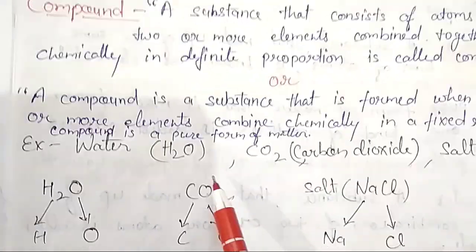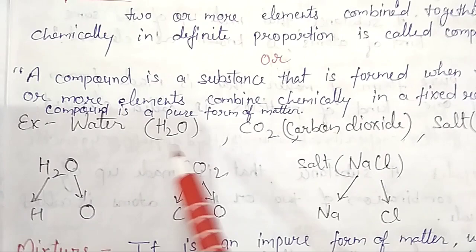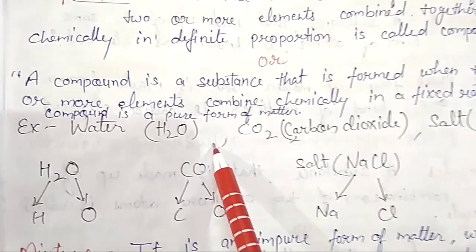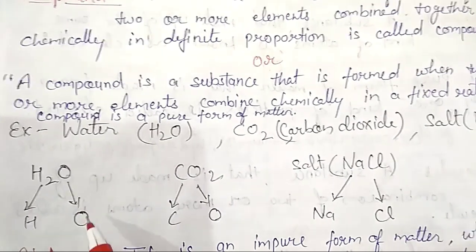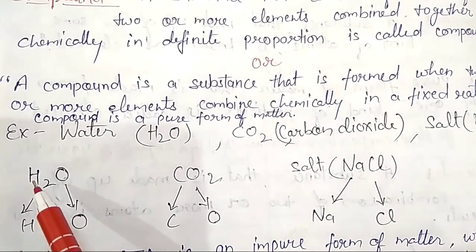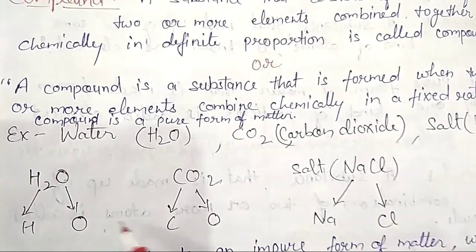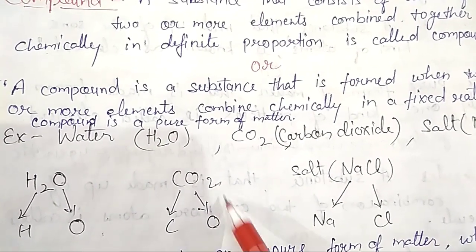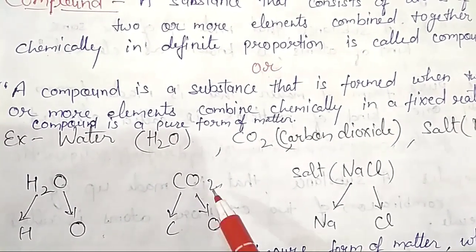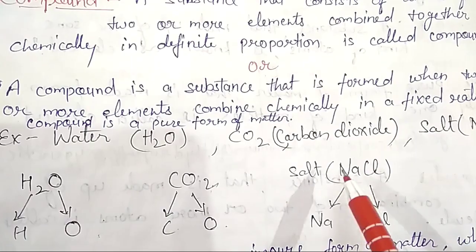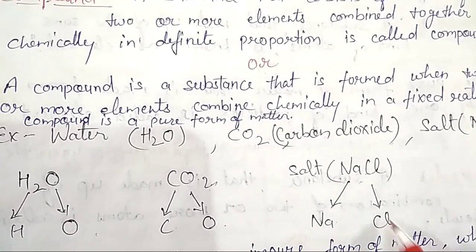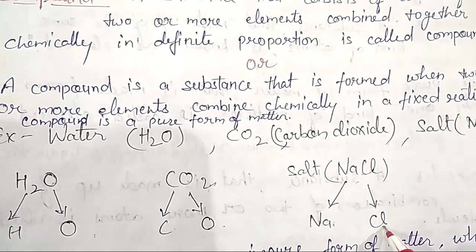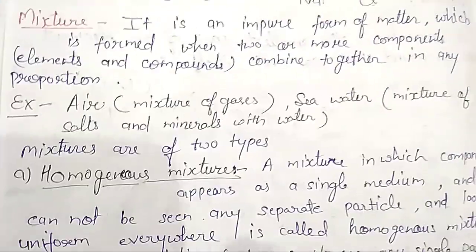Here are some examples of compounds. Water, H2O, is a compound because it has two types of elements, hydrogen and oxygen. Next is CO2, carbon dioxide. It has carbon and oxygen elements. Salt, NaCl. It has Na and Cl, sodium and chlorine elements.